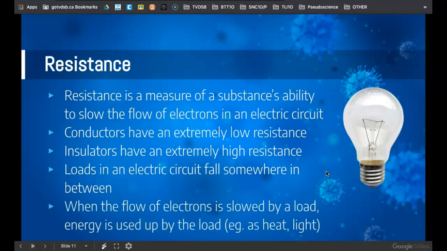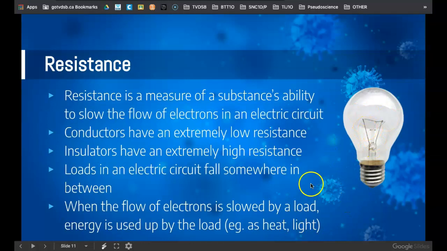Okay? Now, when that flow of electrons is slowed down by a load, the energy is actually consumed by the load, and it's turned into something useful. So in the case of a light bulb, it's turned into light and heat. Now, in a very efficient light bulb, in a good light bulb, it will be mostly light and only a little bit of heat. So that's something like an LED light bulb. But in an inefficient light bulb, and this is probably more along the lines of what most of you have seen in a lamp, for example, it gives off a lot of heat, but it also gives off light.